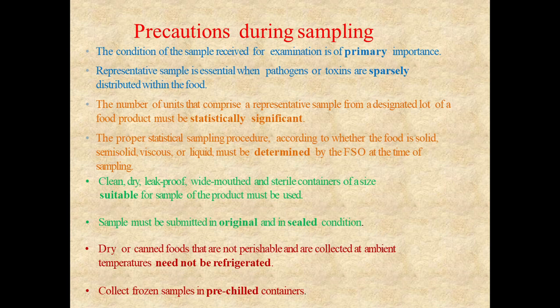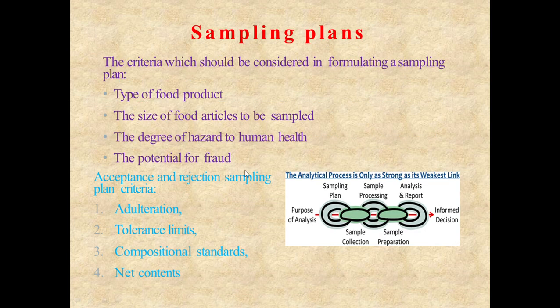A clean, dry, leak-proof, wide-mouthed and sterile container of a size suitable for the product must be used. Samples must be submitted in original and sealed condition. Dry or canned food that is not perishable and is collected at ambient temperature need not be refrigerated. Collect frozen samples in pre-chilled containers. And this is sampling plan.